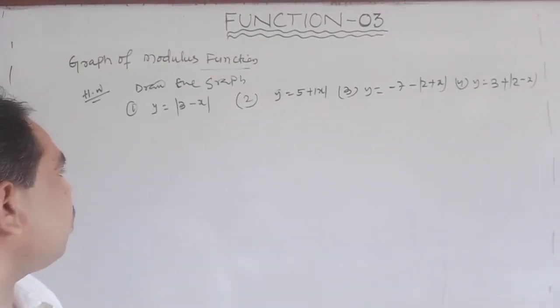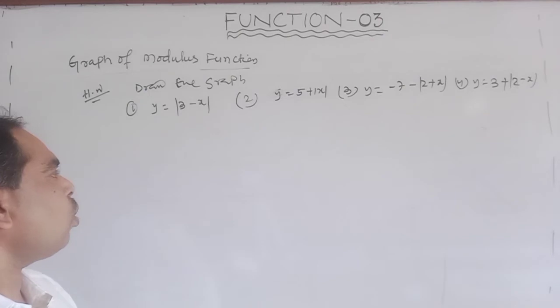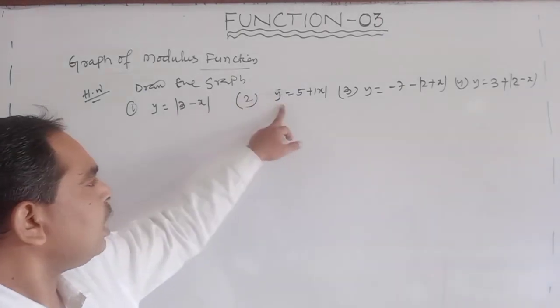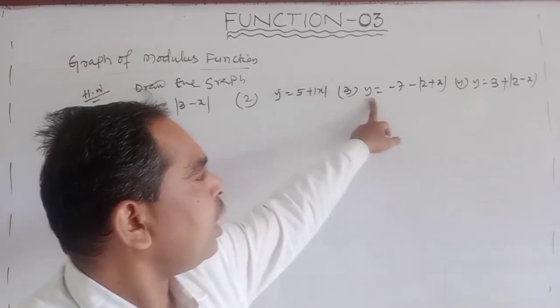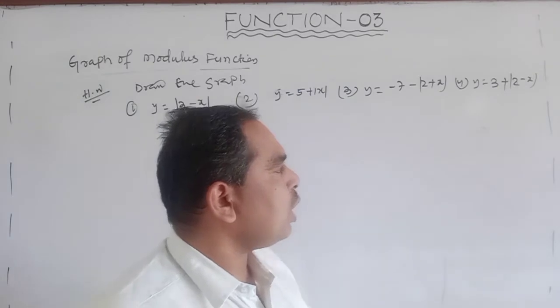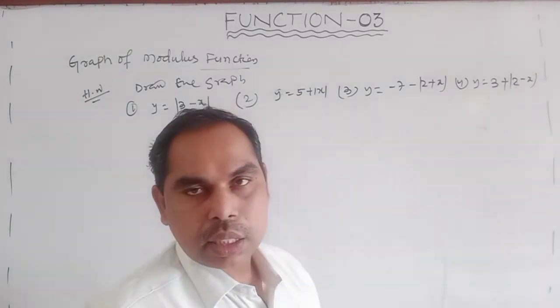These are the homeworks for you. Draw the graph of the following functions: y is equal to mod of 3 minus x, y is equal to 5 plus mod x, y is equal to -7 minus mod of 2 plus x, next y is equal to 3 plus mod of 2 minus x. Okay.